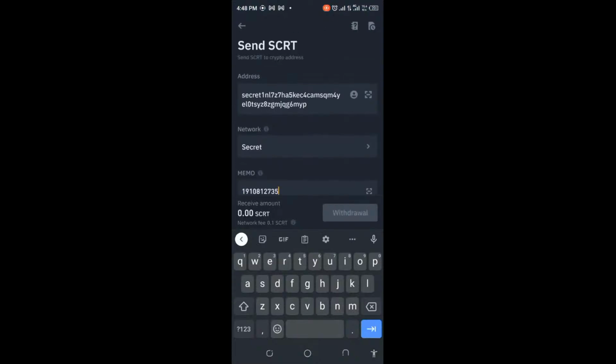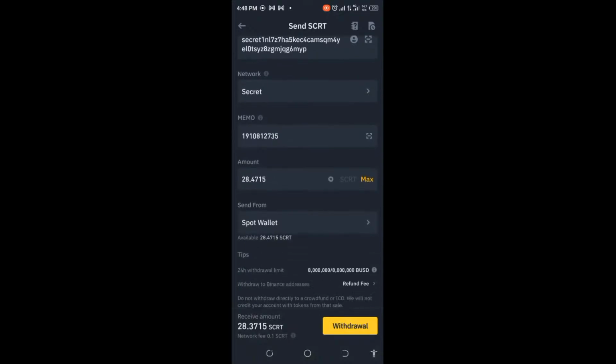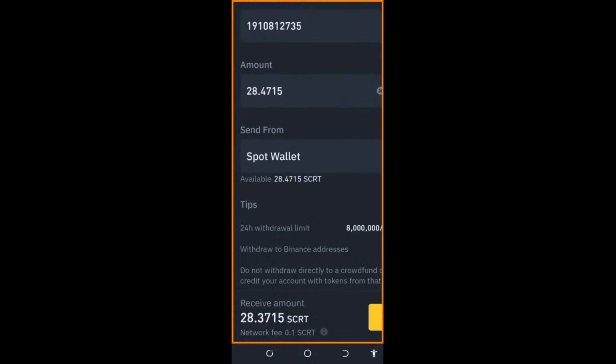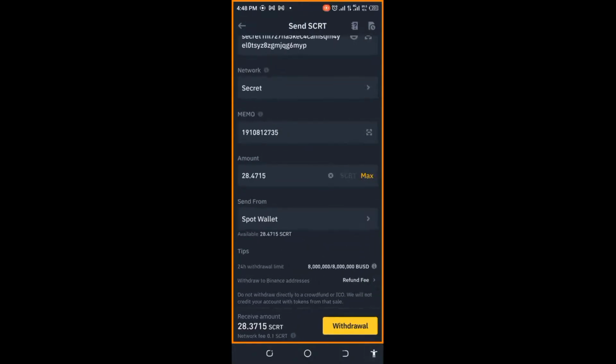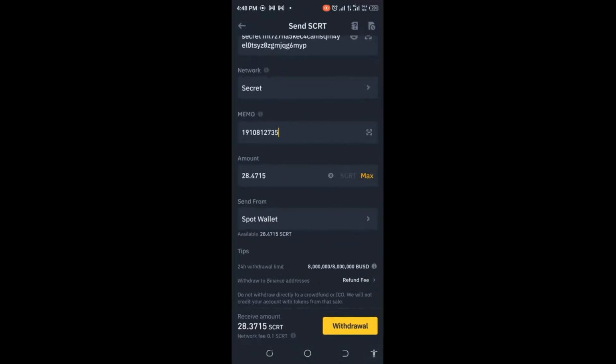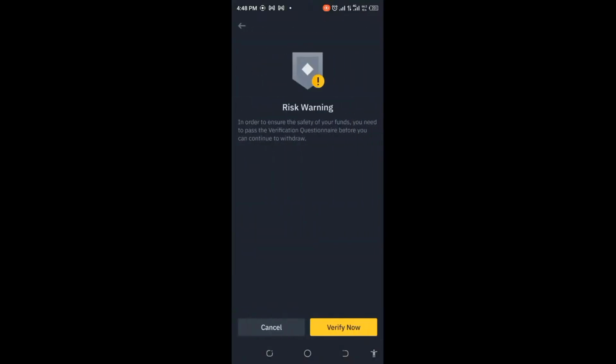Okay, so now we're going to take up everything that we have here, and you can see the transfer fee is 0.1 SCRT, which is like 8 cents, which is still on the safe side. It's okay, so we're just going to go ahead and withdraw. Okay, it's telling me to do my verifications and to confirm whether I want to withdraw this. Okay, I'll do that, and then we'll be back.